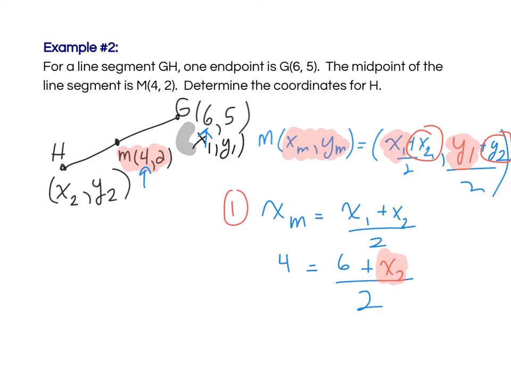So that is exactly what I'm going to do. I'm going to bring my 2 upstairs, and that's going to give me 4 times 2 equals 8. So 6 plus x2. Now I'm going to bring that 6 to the other side, subtract it, and so the x-coordinate of my other endpoint, which happens to be H, is 2. So now, if you weren't able to figure out a process, I'd like you to go ahead and solve for the y-coordinate of that endpoint.